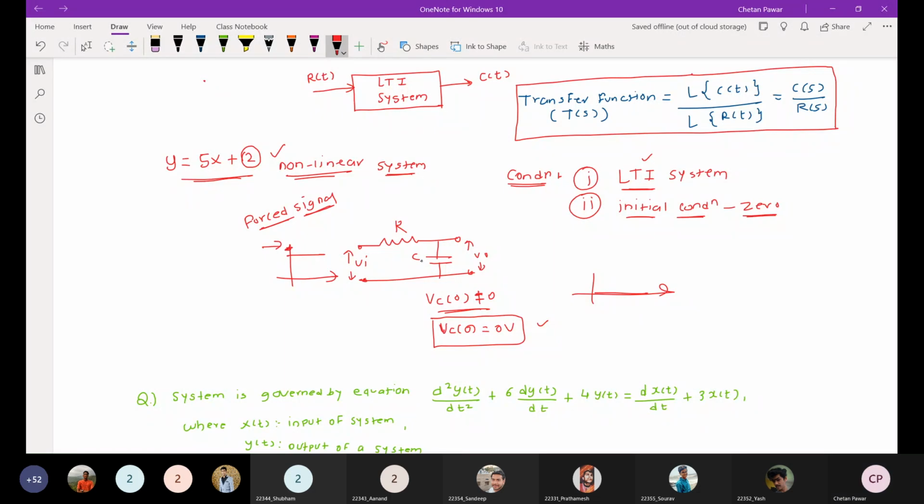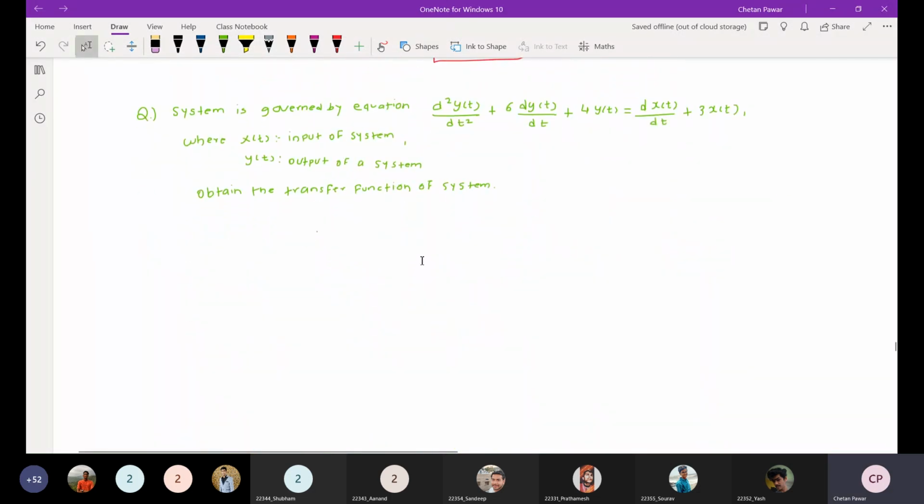Yes, sir. Okay. Now the next question: the system is governed by this differential equation, where x of t is the input of the system and y of t is the output of the system. They are asking to obtain the transfer function of the system. Here you can see the differential terms are there. To obtain the transfer function, we need to assume that initial conditions are 0.